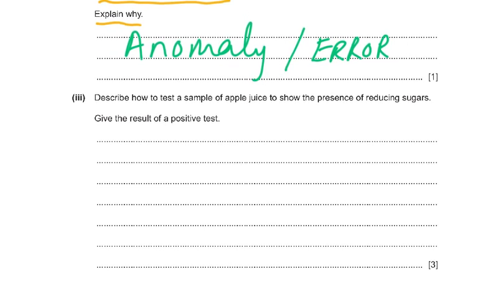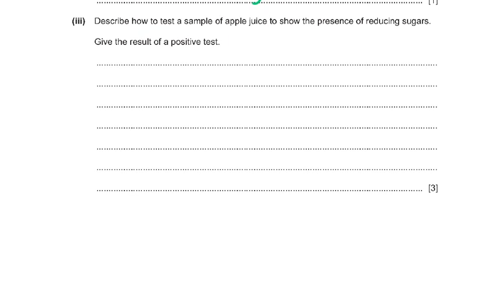Then part 3 of the question, it says describe how to test a sample of apple juice to show the presence of reducing sugars. Give the result of a positive test. And there's 3 marks. So number 1 is add Benedict's reagent or Benedict solution, and then you heat in a water bath at any temperature between 80 and 100 degrees Celsius, and a positive result means that it's going to be brick red because Benedict's is blue in color. So the color will go from blue to brick red.